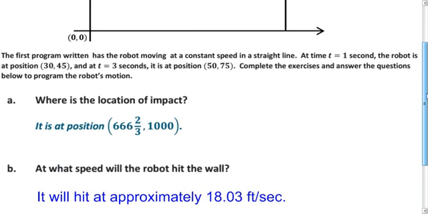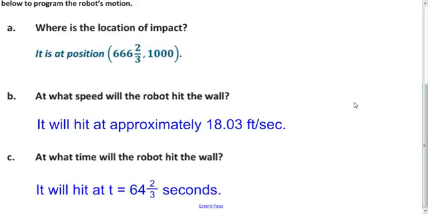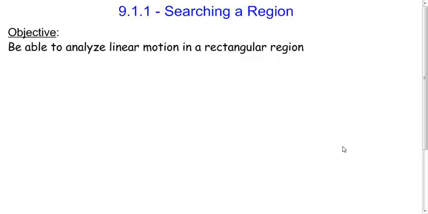So now when we go back here, we've learned in this lesson how to answer each part of the problem. So there's a lot going on behind the scenes here. You had to know about distance, right? Speed is distance divided by time. And you had to know about equations of lines to figure out all these answers. So in this lesson, we learned how to analyze linear motion in a rectangular region.